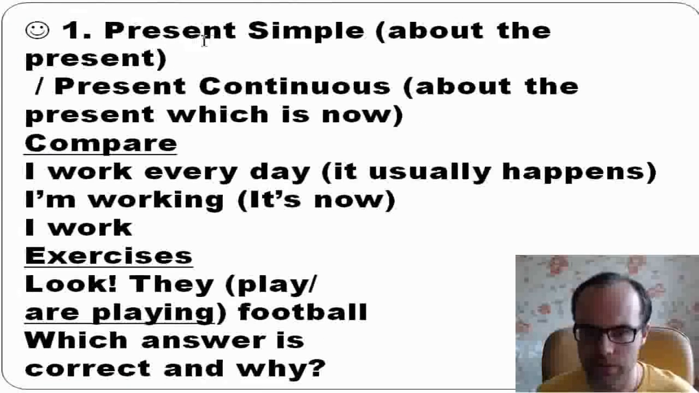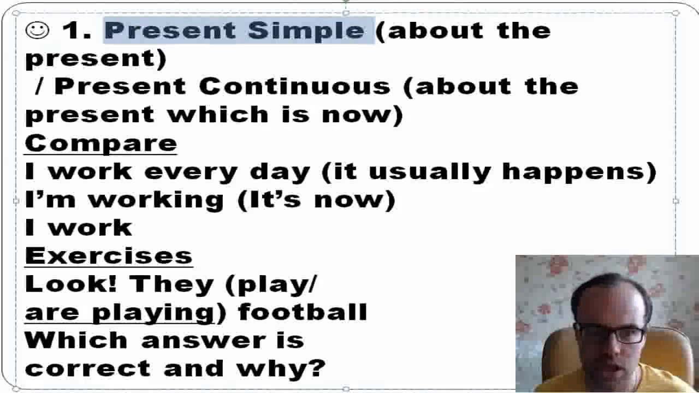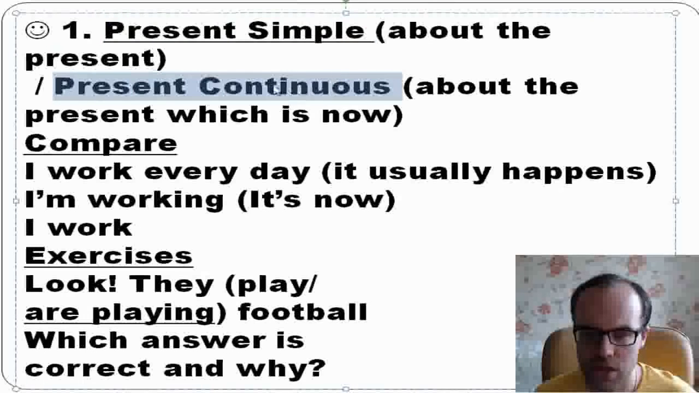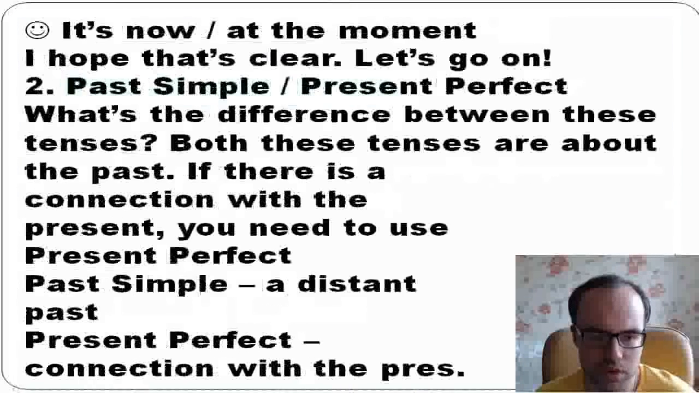So present simple is about the present, and present continuous is about the present which is now. Compare: I work every day, it usually happens. I'm working, so it's now. Exercises. Look, they play football or they are playing football. Which answer is correct and why? It's "are playing" because it's happening now, at the moment. So I hope that's clear.